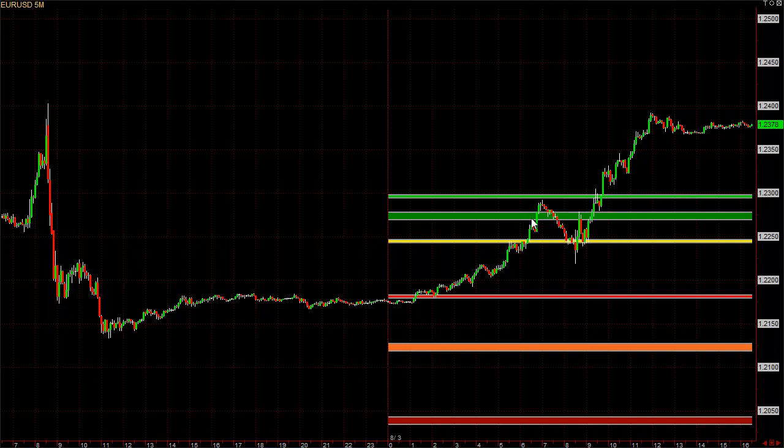When it breaks above there, notice there's selling at the previous week's upper value area. When it breaks above there, there's selling at yesterday's upper value area. It pulls back and then it acts as support. This is a good place to buy.